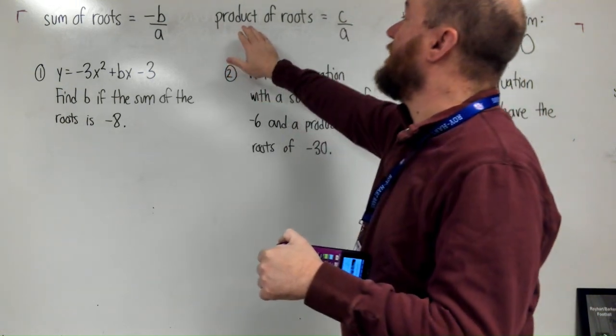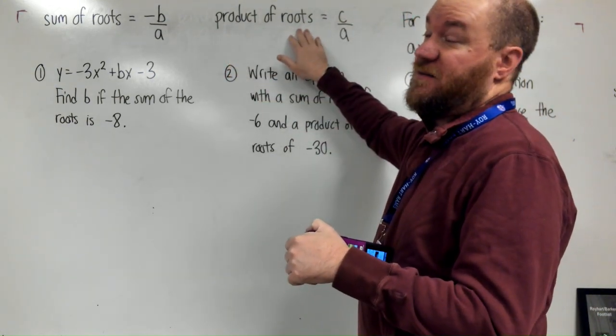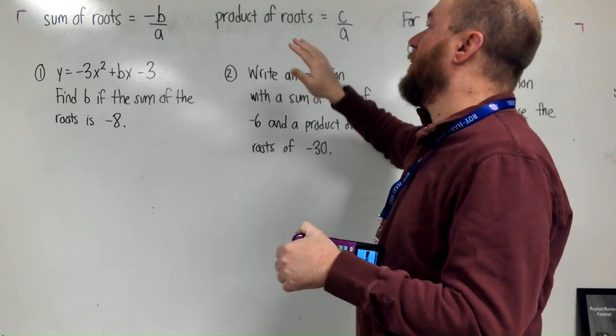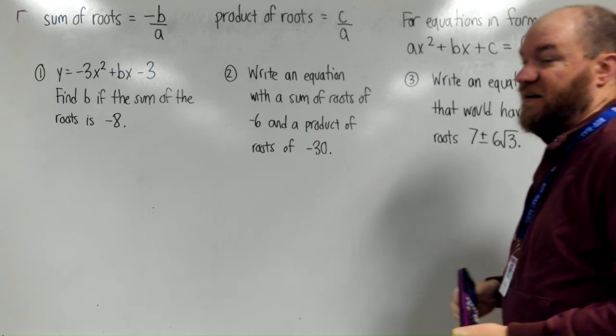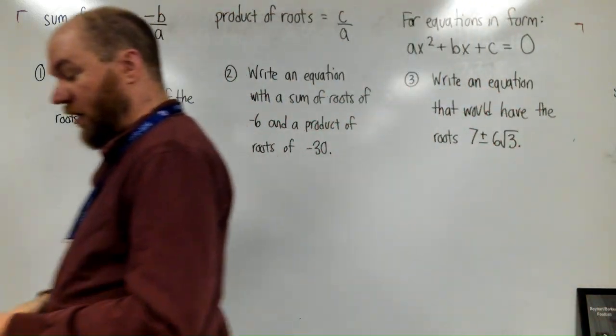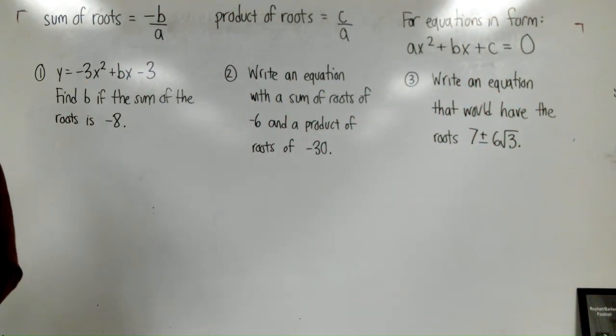Same thing here. We can tell you what the product of the answers is. We don't actually know what the answers are, but we know the product of the answers is c over a. We get the c from there and the a from there. So our 3 examples today are going to talk about how to use those formulas to help us out here.